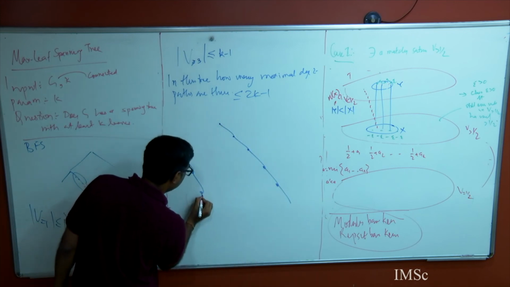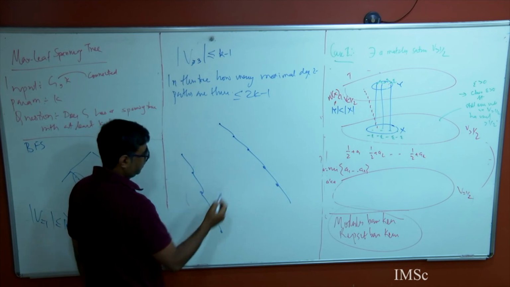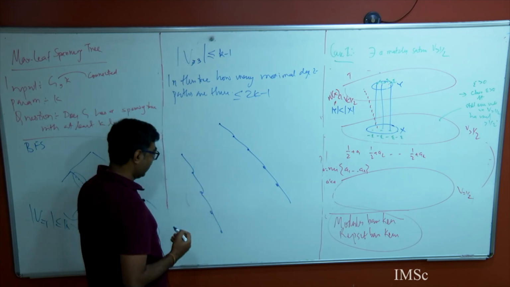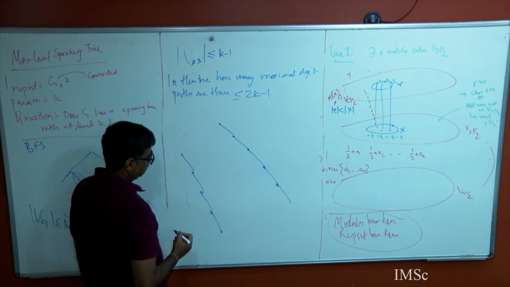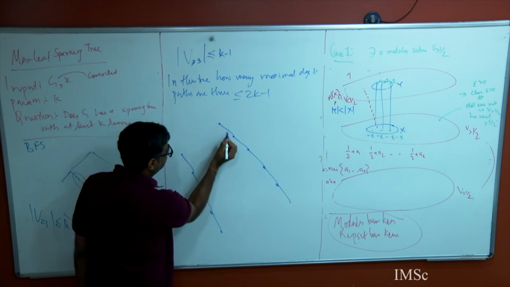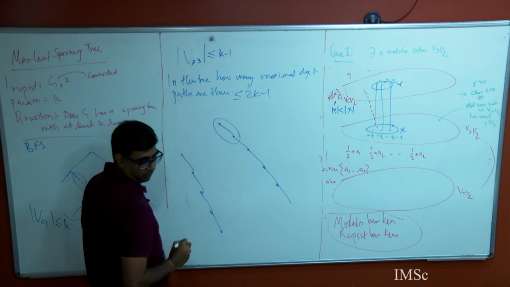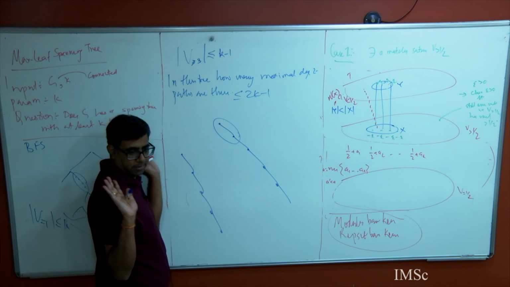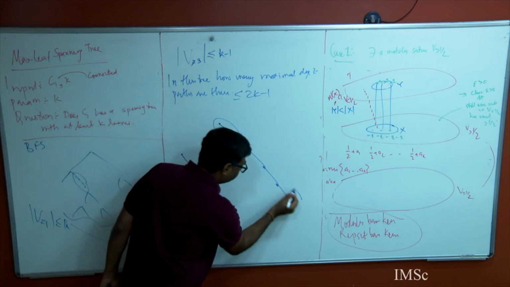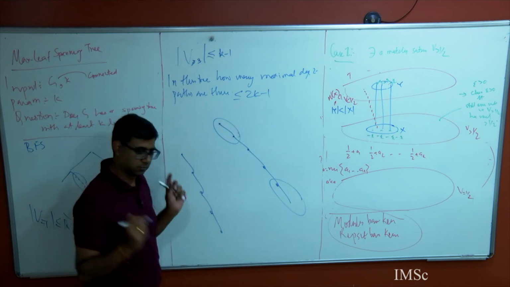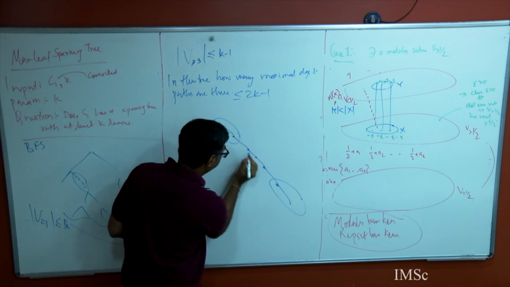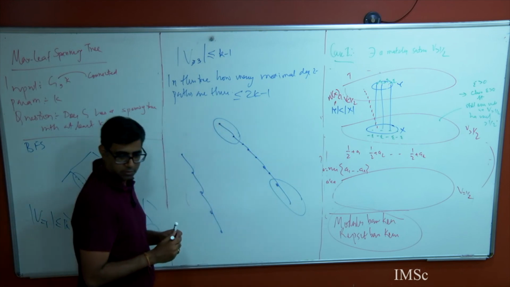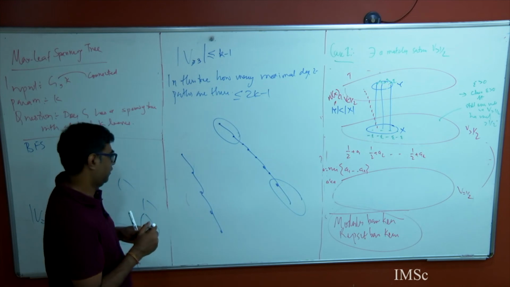Maybe there is a vertex which has an edge. Suppose for every degree 2 path, let's call the first 2 vertices sacrosanct. I am not going to touch them. The last 2 vertices are sacrosanct. I will not touch them. I am only going to touch all these middle vertices. Okay. I don't want to touch those.